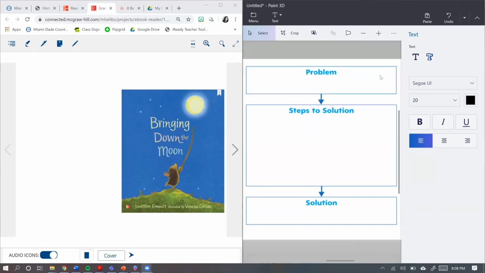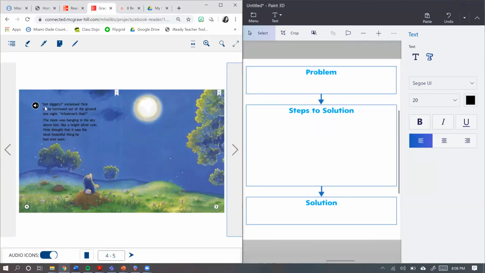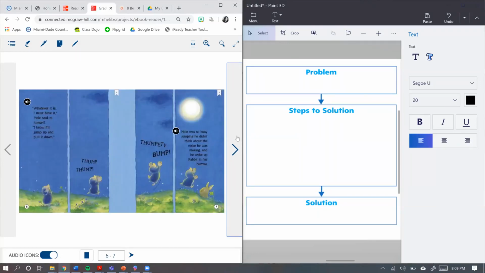Because I want to prove this to you, think about Bringing Down the Moon for a second. Let's go to the first page. We have our main character, Mole, here. We introduce the main character, and we figure out that he loves this moon hanging in the sky. He thinks it's the most beautiful thing he has ever seen, right? We know right off the bat that he wants this moon. But imagine for a second, what if he figured out how to get it right off the bat without any problem or any struggle? What if he just got it? Would that make for a very good story, you guys? No, that would be so boring. The story would be over so quickly.